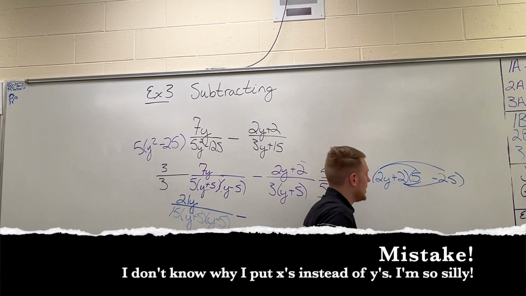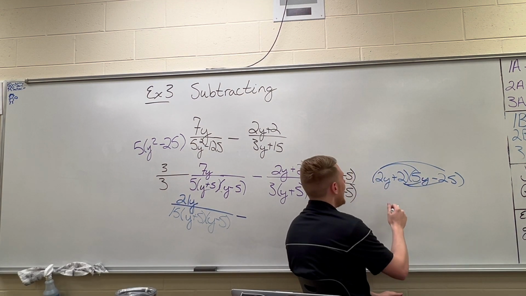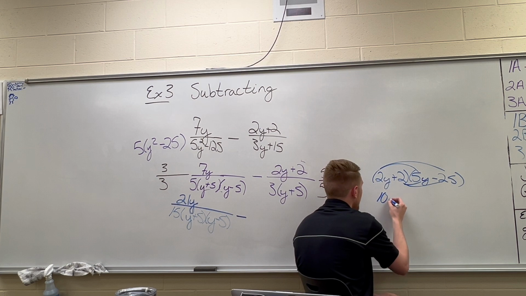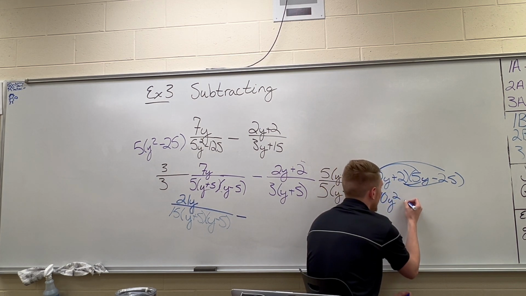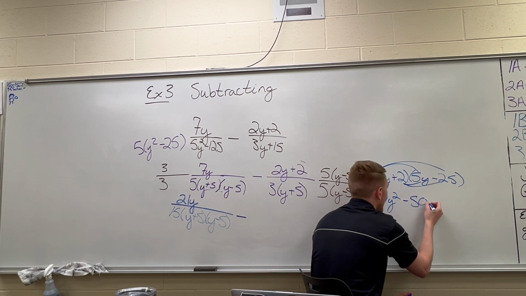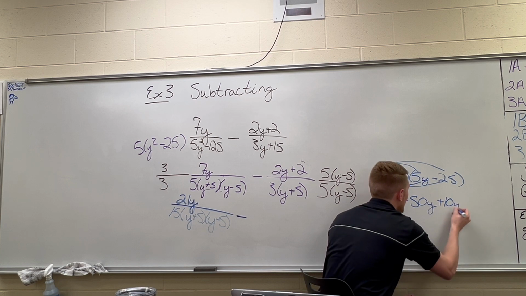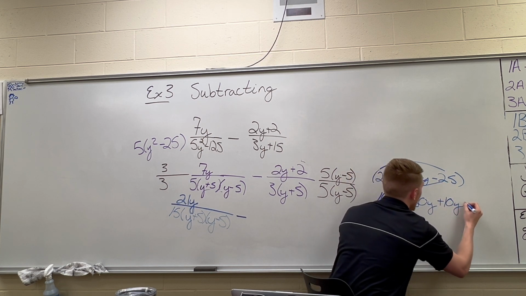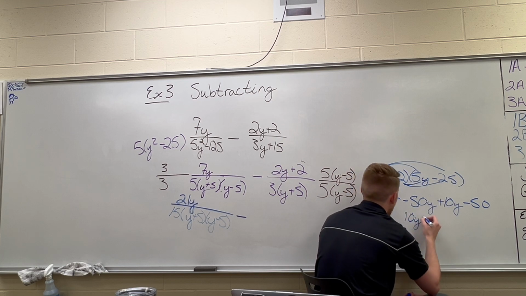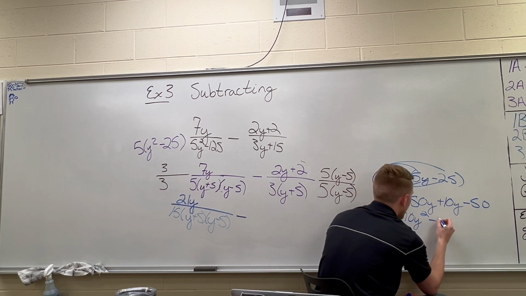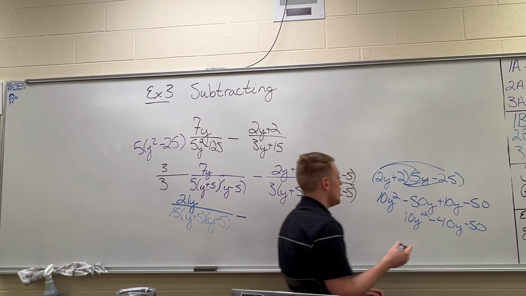All right, so like I was saying, now I just FOIL them. So 2y times 5y, 10y squared. 2y times negative 25 is negative 50y. Positive 10y, negative 50. So what does this come out to be? 10y squared minus 40y minus 50. Okay, so there's my top.